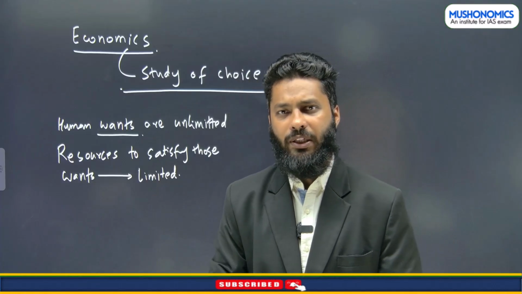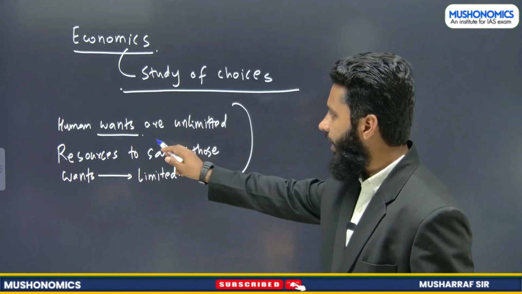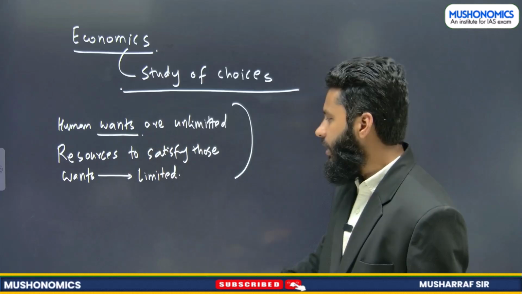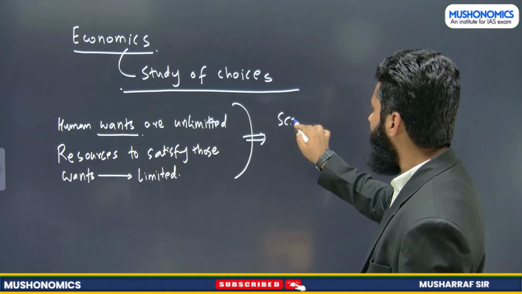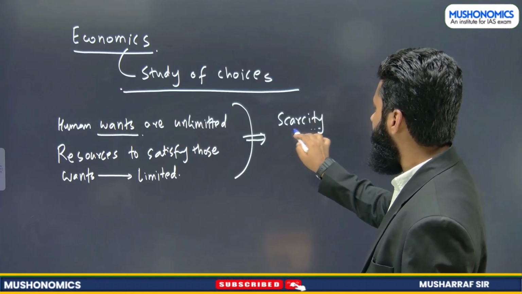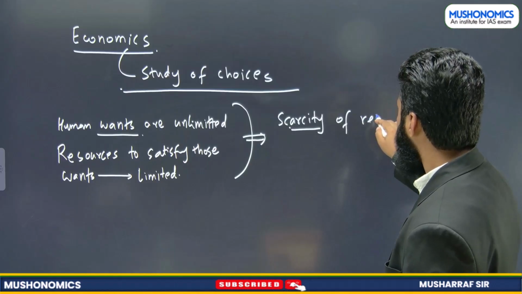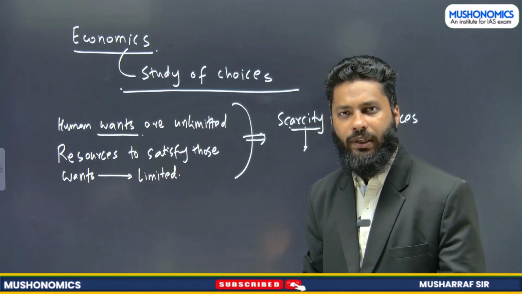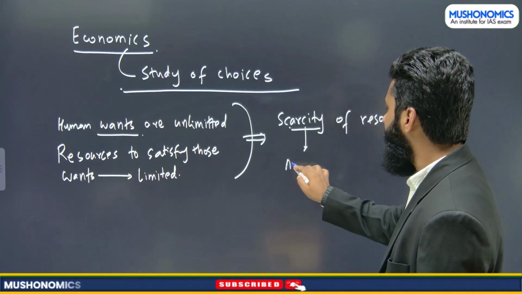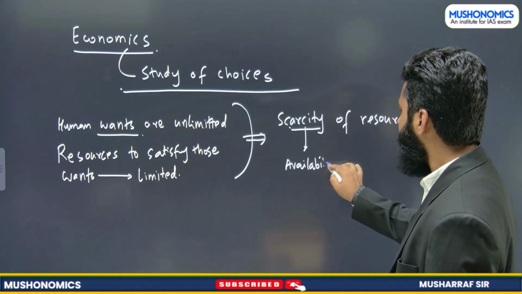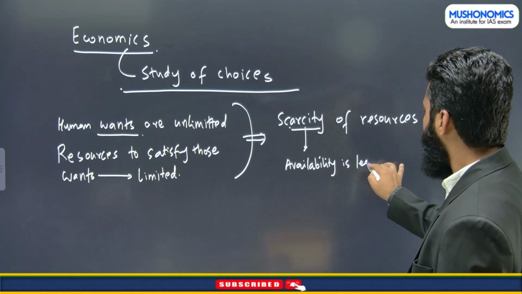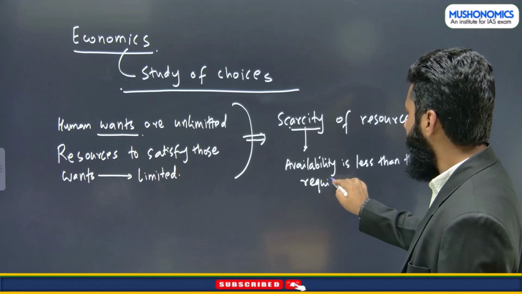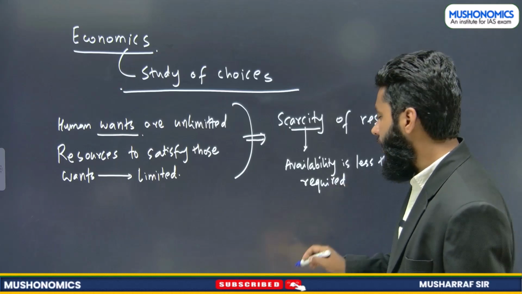Now, what happened in this particular case? This idea that human wants are unlimited and resources to satisfy those wants are limited gives an idea about scarcity of resources, right? Now, what do we mean by scarcity? Scarcity means something which is available in less quantity than its required quantity. So availability is less than the required quantity, right? For example, we can talk about the scarcity of money.